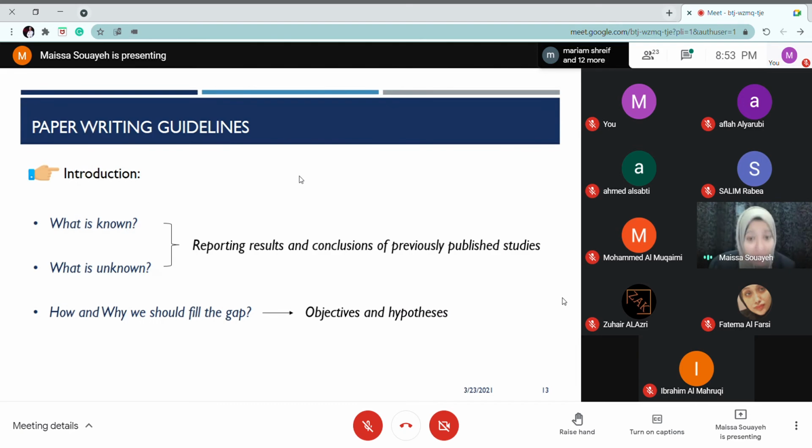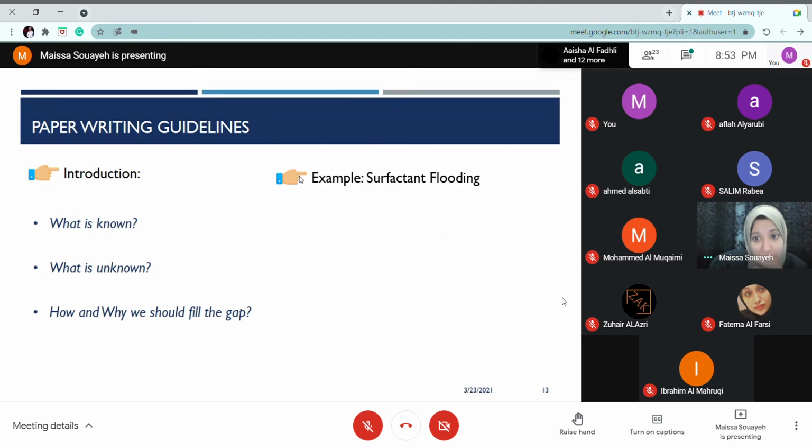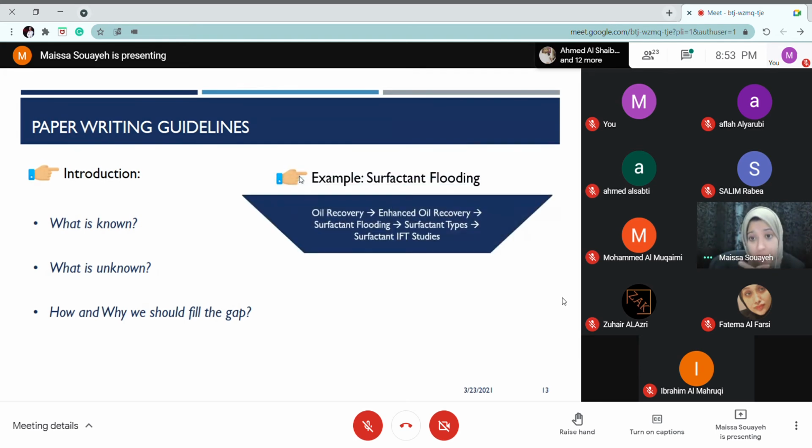Let's have an example to make everything clearer. The same example, surfactant flooding. I want to start writing an introduction about surfactant flooding. I want to start with what is known. Usually you should start from known to unknown and then state the problem. So even in what is known, I need to start from general to specific.